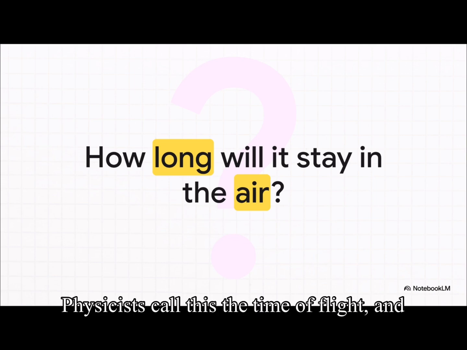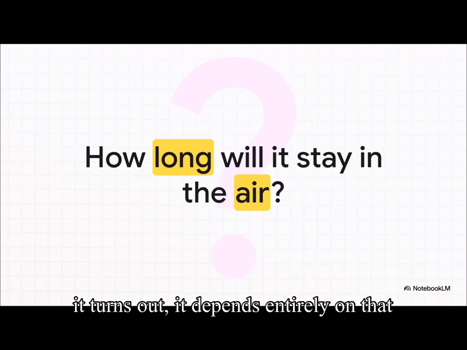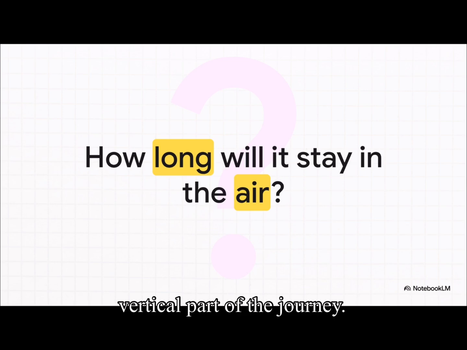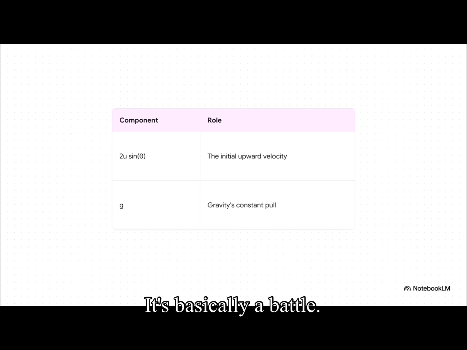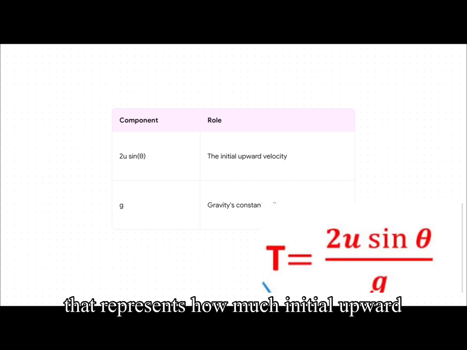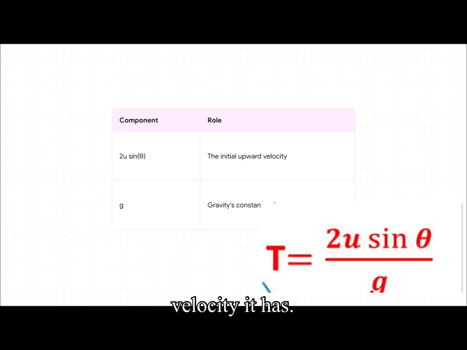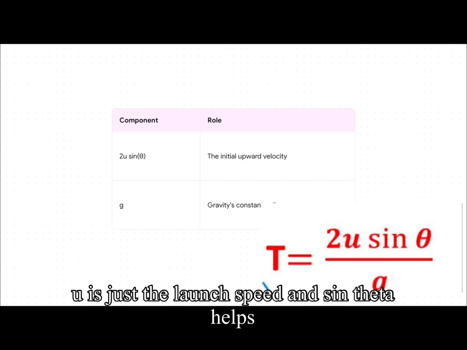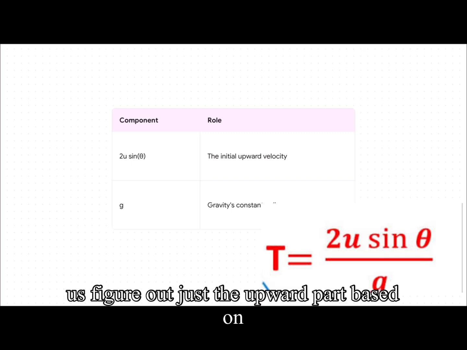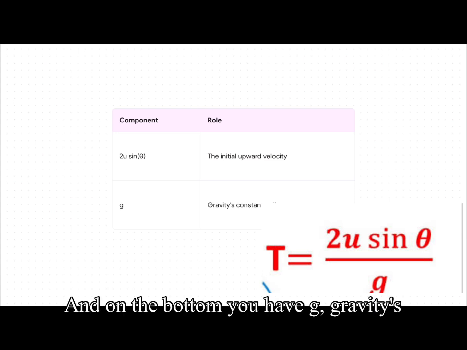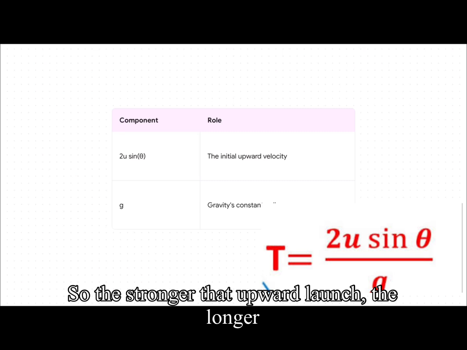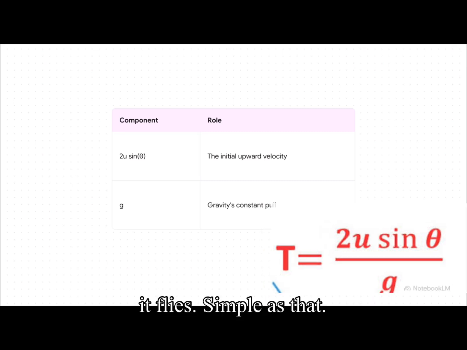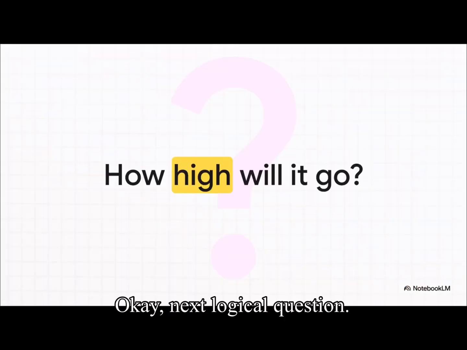Physicists call this the time of flight, and it turns out it depends entirely on that vertical part of the journey. And the formula for it really shows you how it works. It's basically a battle. The top part, that 2u sine theta, represents how much initial upward velocity it has. u is just the launch speed, and sine theta helps us figure out just the upward part based on the angle. And on the bottom, you have g, gravity's constant force pulling it back down. So the stronger that upward launch, the longer it flies. Simple as that.